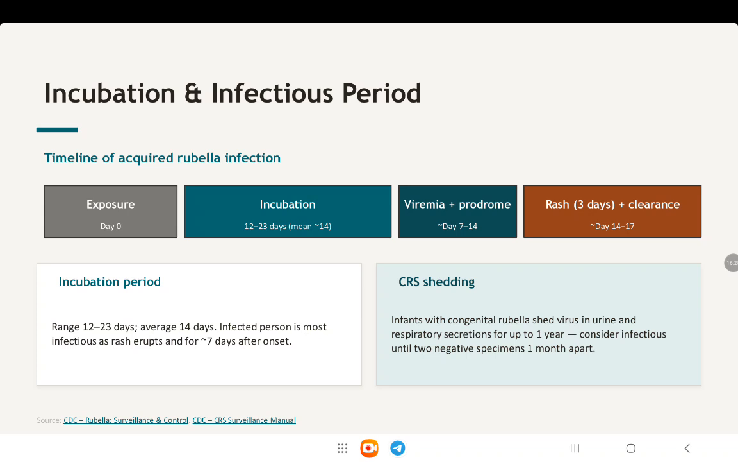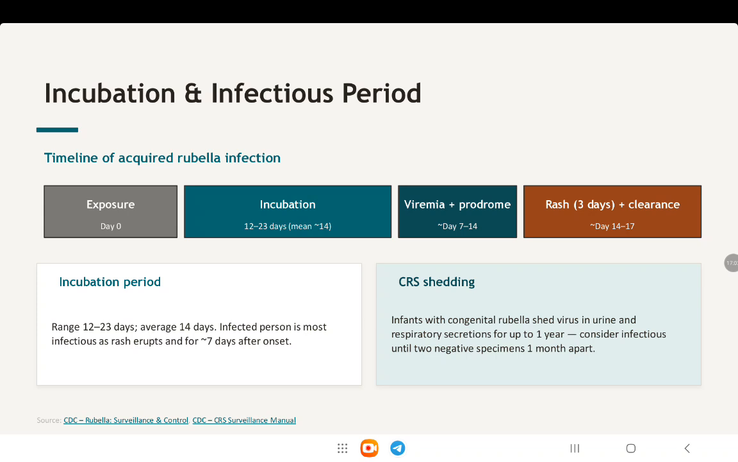Incubation and infection period. After exposure to the virus, the incubation period is about 12 to 23 days, with an average of 14 days. During this time, the infected person usually has no symptoms. Around 1 week later, the virus enters the bloodstream, the first viremia, and mild symptoms may appear. The rash usually appears after around 14 to 17 days and lasts about 3 days.